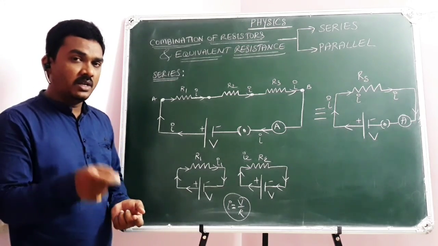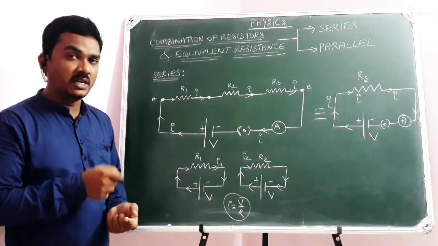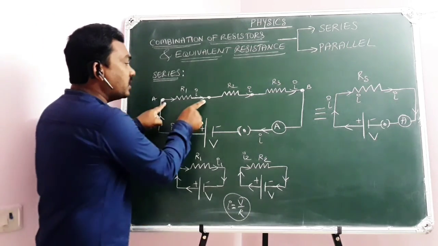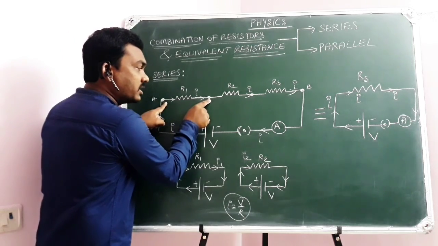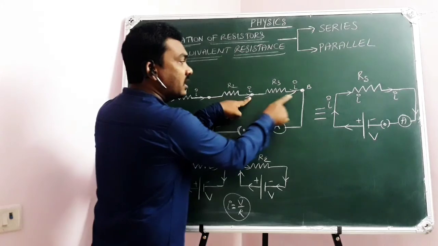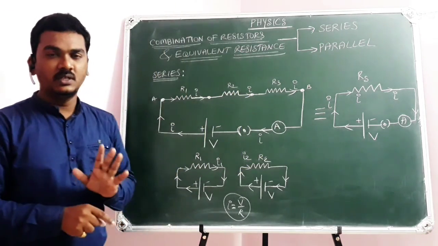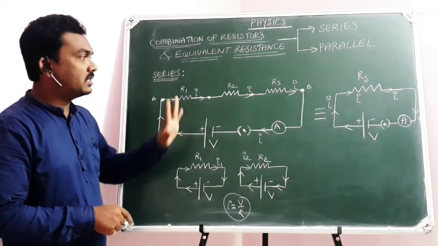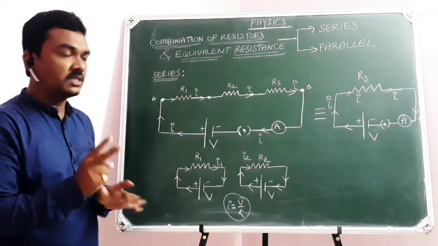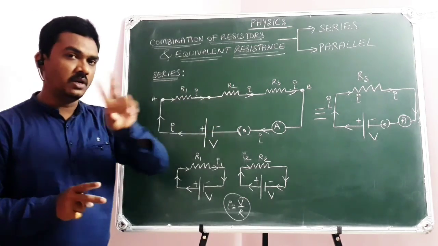Now the second point. In the series combination of resistors, the potential difference across one resistor is different from the potential difference across the other resistor. They will not be the same. This is what you need to understand. So this is the introduction to the series combination of resistors. Hope you have written 2 points along with this electric circuit.